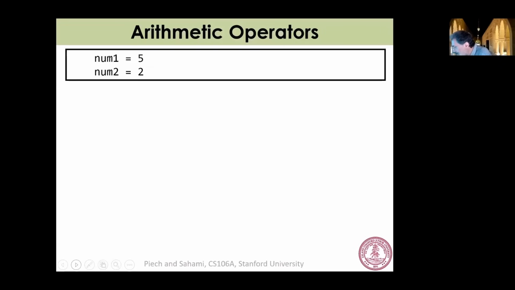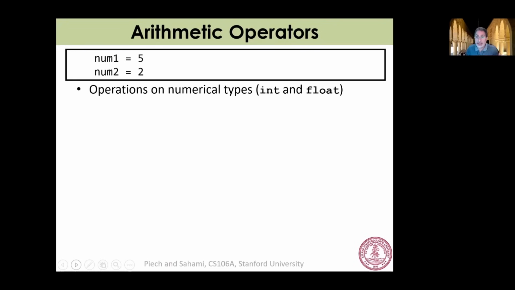So let's start off by thinking about arithmetic operations. In order to do arithmetic operations, I need some numbers. Hey, someone gave me num1 and num2, two variables with values 5 and 2. And so what I can think about is what operations can I do on numbers? All the operations I'm going to show you, we can use on numeric types. We can either use them on ints or we can use them on floats. So on integers and real numbers, these operations all work.